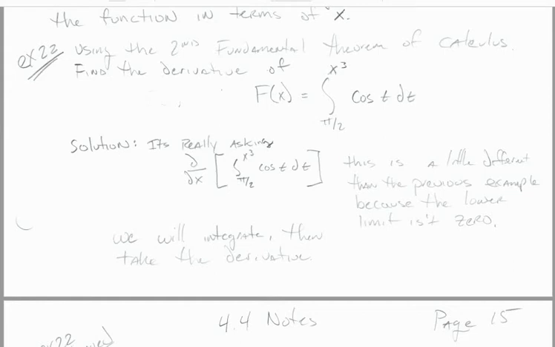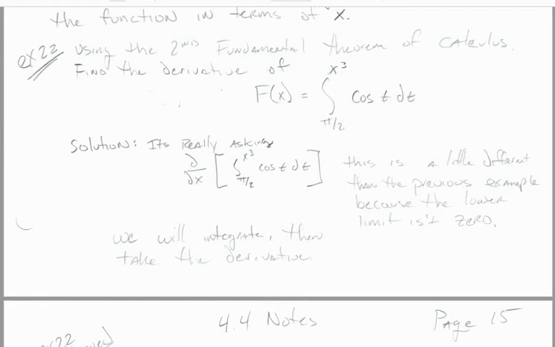Moving forward to example 22 using the second fundamental theorem of calculus. Again, we're in section 4.4 of the book here. We want to find the derivative of F of x equals the integral from pi over 2 to x cubed of cosine of t dt. Notice we are in different variables, so what this is really asking us to do is take the derivative with respect to x of everything inside that integral.